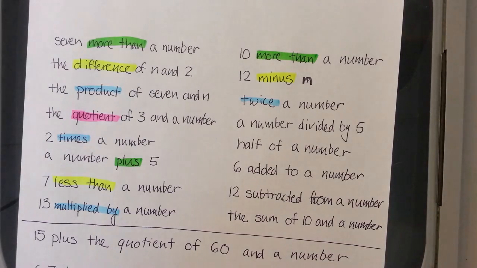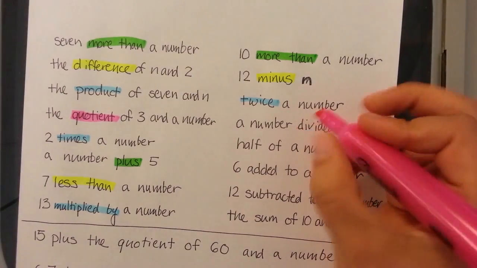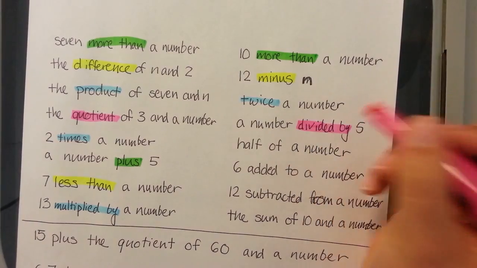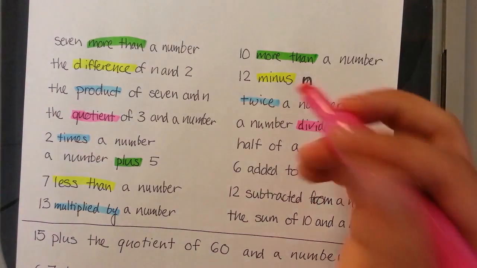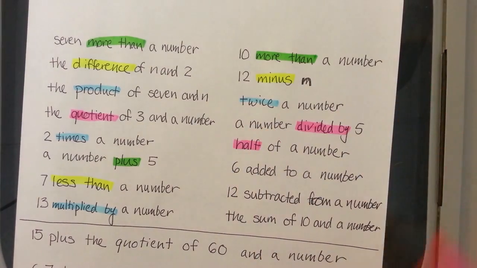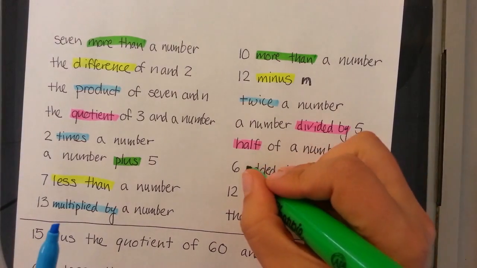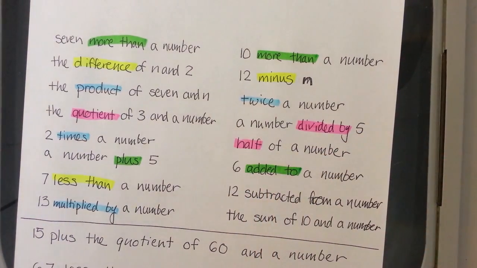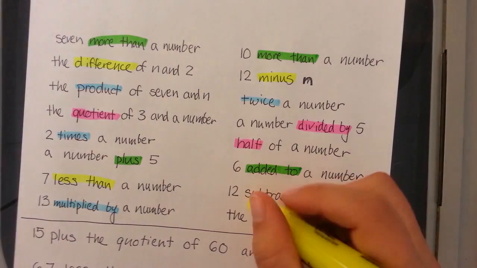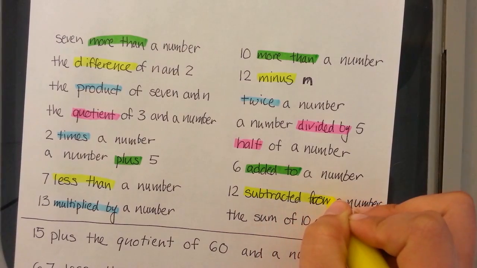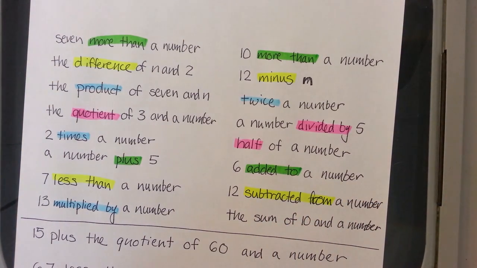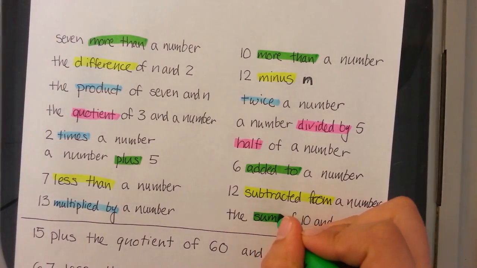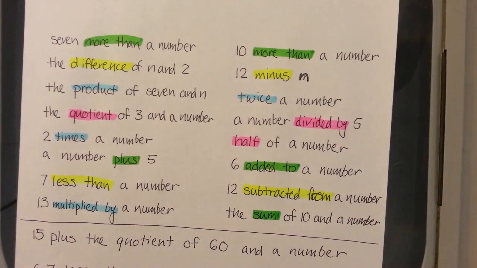All right, a number divided by 5. Divided by is division. Half of a number. Half is division. 6 added to a number. Added to is addition. 12 subtracted from a number. Subtracted from is subtraction. The sum of 10 and a number. Sum is addition. All right, how well did you do?